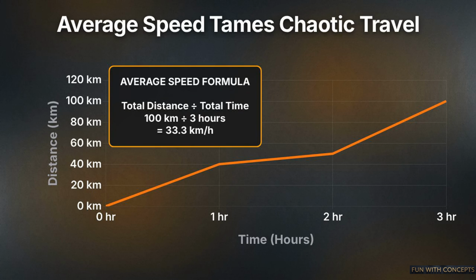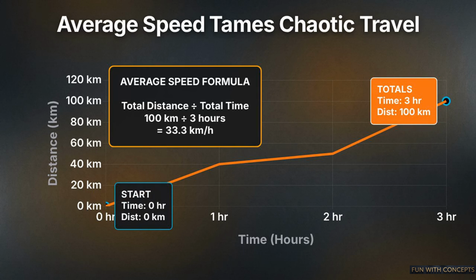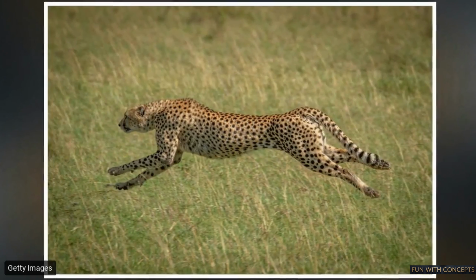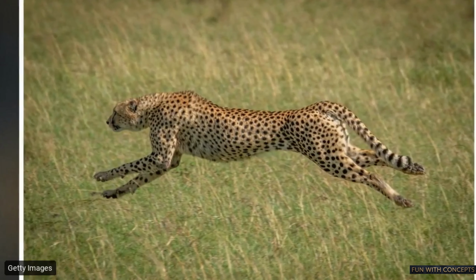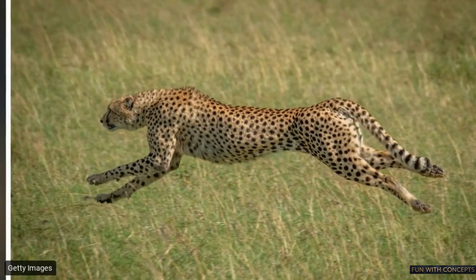To make sense of that chaotic stop-and-start reality, we use this formula for average speed. We divide the total distance covered by the total time taken. We can apply this to rapid biological bursts. A cheetah sprinting 120 meters in 4 seconds has an average speed of 30 meters per second.